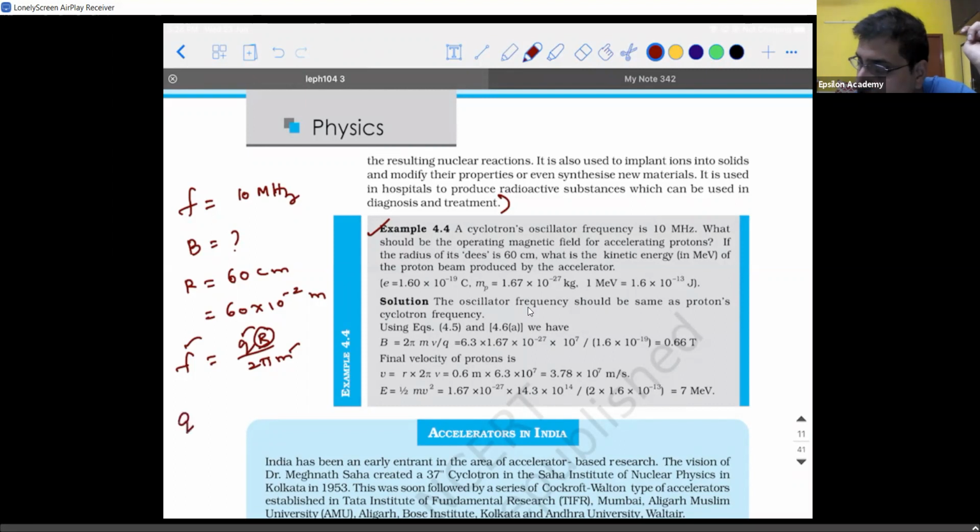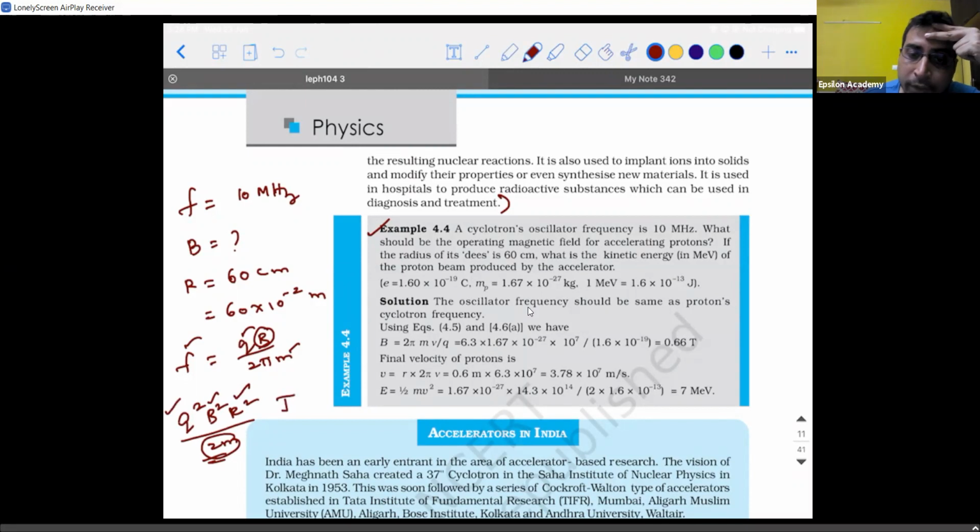Kinetic energy formula is Q square B square R square divided by 2m. So you know Q, B you can find it from the previous problem, substitute it here, R you know, divided by 2m. So if you substitute everything, you will get the answer in terms of joule. If the joule you divide it with 1.6 into 10 power minus 13, then you are going to get mega electron volt.